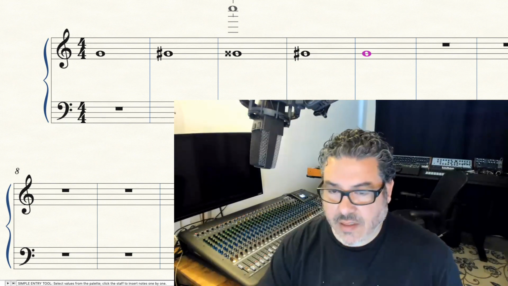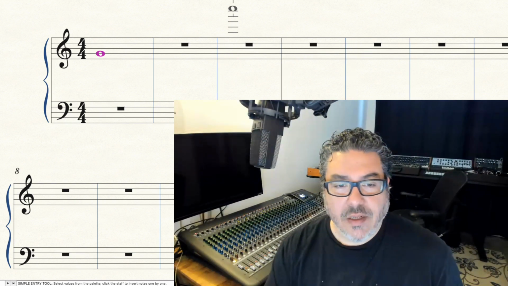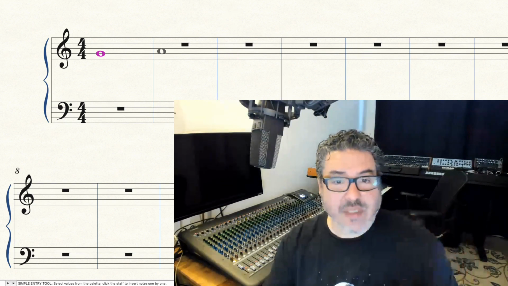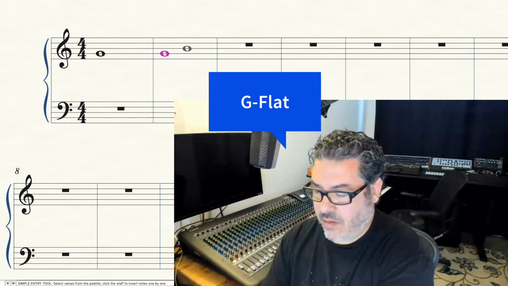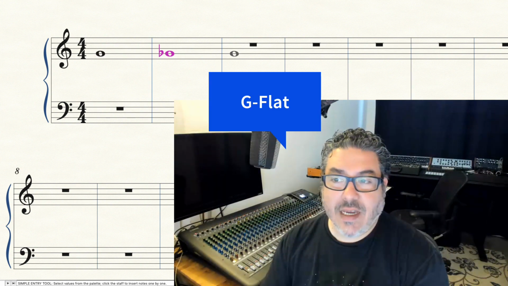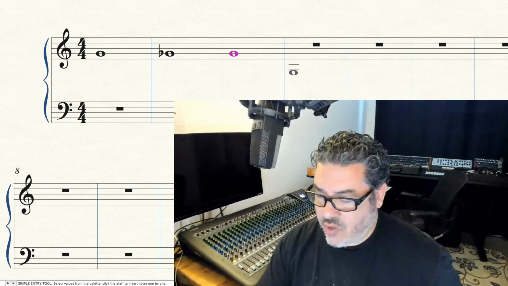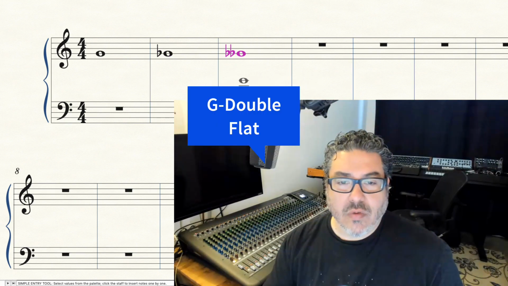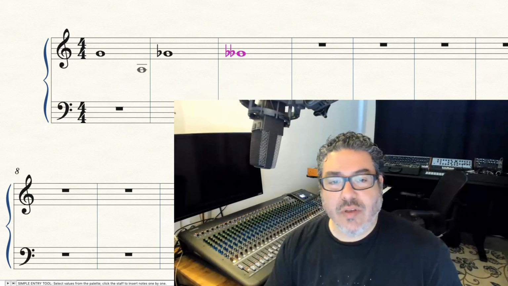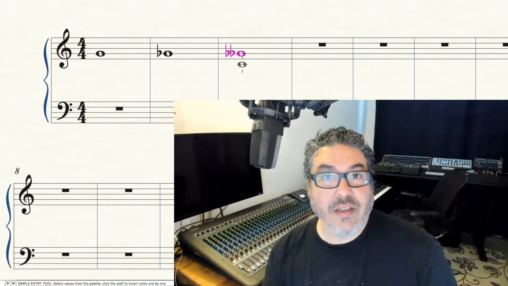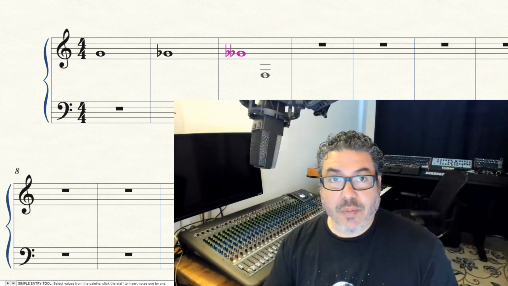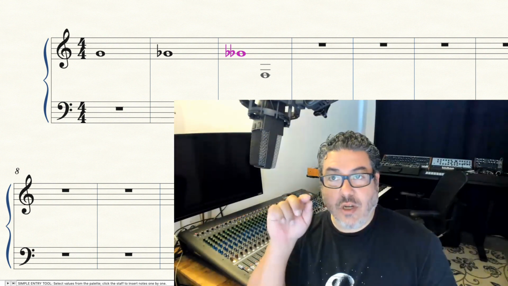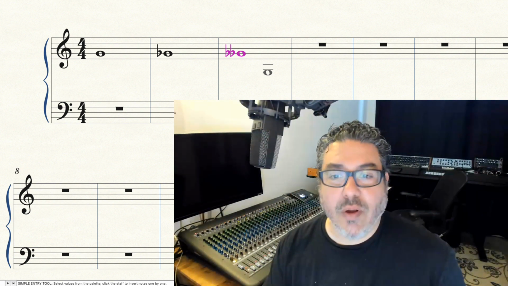Let's go on the flat side. Let's take this back. Okay, so G going down a half step would be G flat. And then G going down an additional half step would be G double flat. This, for me, is much more intuitive. You would say it's a flat and a double flat. You see two of them. On the sharp side, there's not two sharps. The two sharps become an X. So just be aware of that.